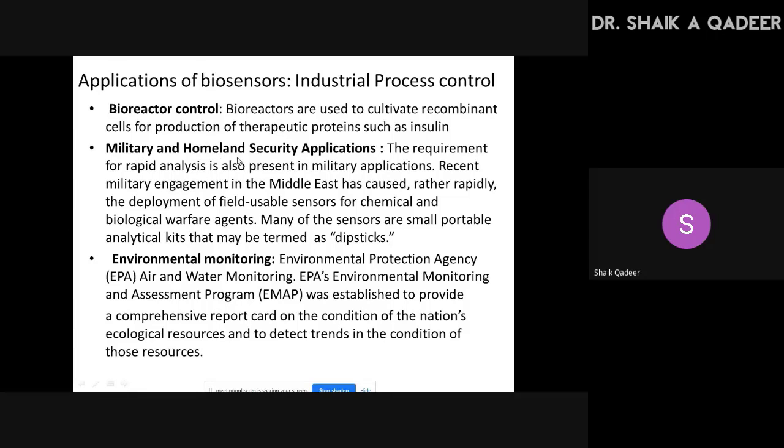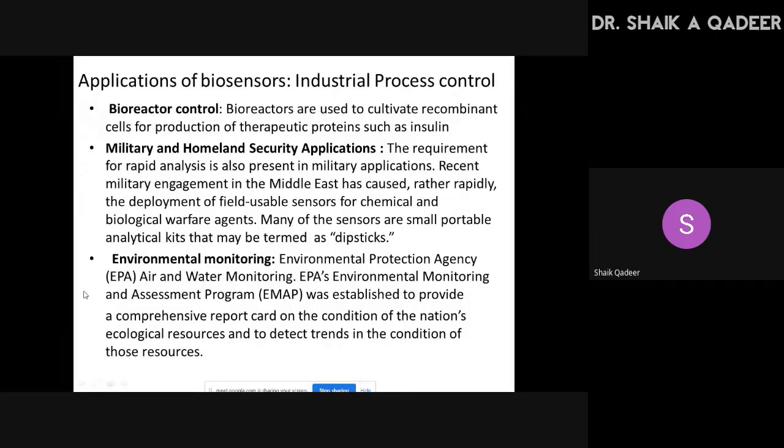Okay, in military and homeland security applications, the requirement for rapid analysis is also present. Recently, military engagement in the Middle East has caused rather rapid deployment of field usable sensors. This is important. So in the field of battle, there is a need to use field usable sensors for chemical and biological warfare agents. Okay, so maybe it is related to chemical weapons or something like that.